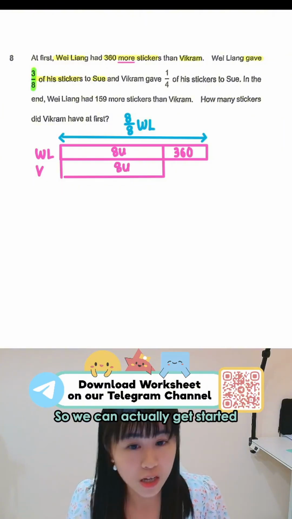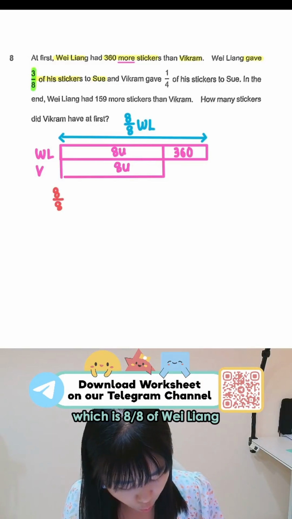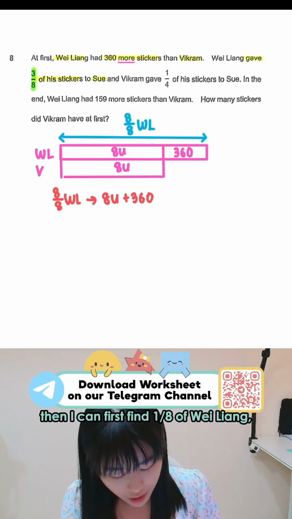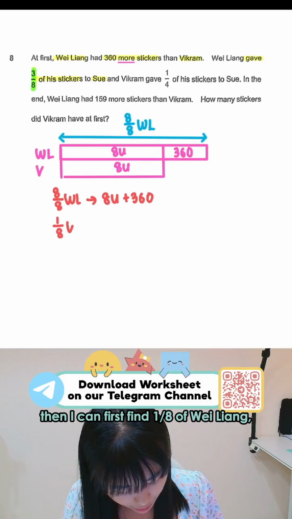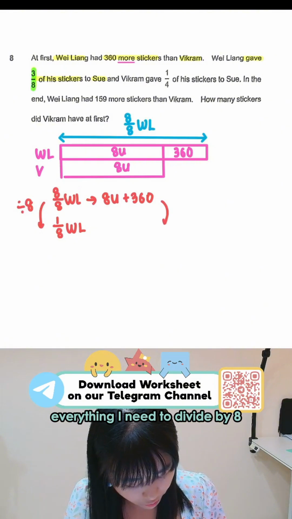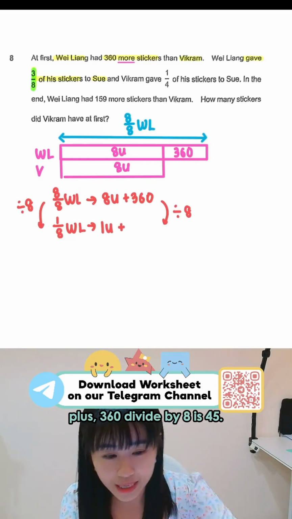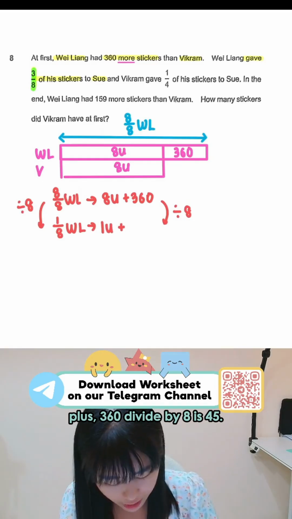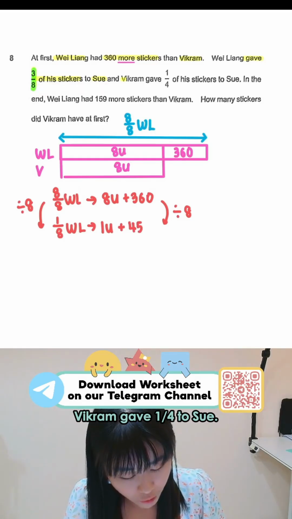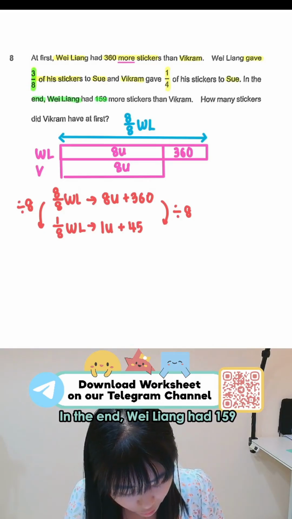So we can get started with the very first equation, which is 8 out of 8 of Wei Liang is made out of 8 units plus 360. Then I can first find 1 out of 8 of Wei Liang. Everything I need to divide by 8. So I divide by 8. I will get 1 unit plus 360 divided by 8 is 45. He gave 3/8 to Sue. Later on, Vikram gave 1/4 to Sue. In the end, Wei Liang had 159 more than Vikram.